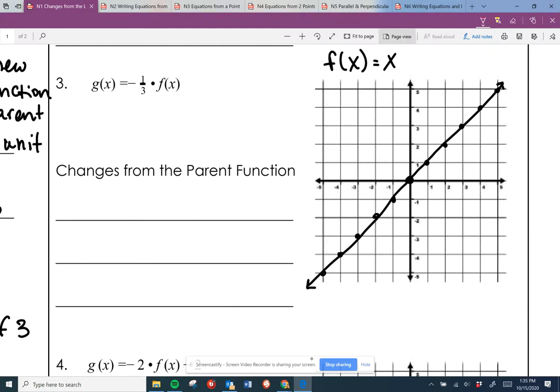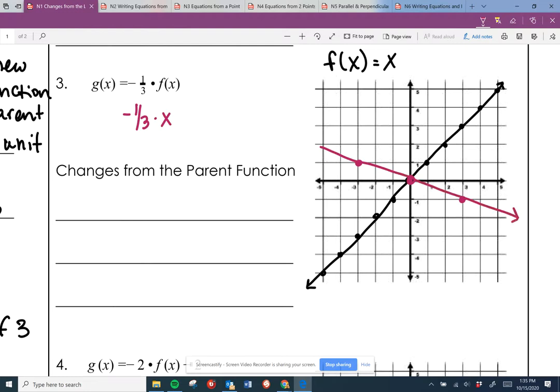Well, I know f of x equals x, so that's going to be the same thing as negative 1/3 times x, right? And so I'm still going to have my first point at the origin, but now my slope is going to be negative 1/3. So I'm going to go down 1 to the right 3, okay? Or up 1 to the left 3, okay? So that is how my new line looks.